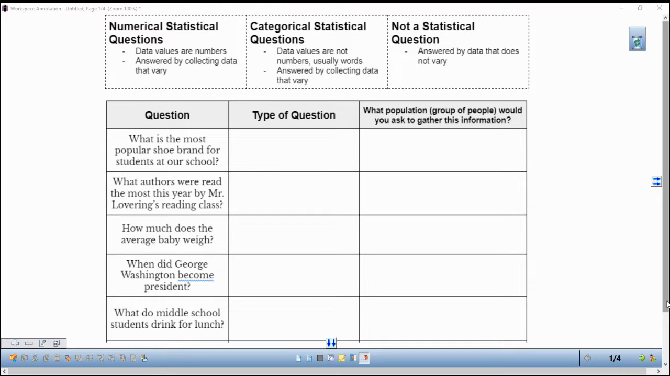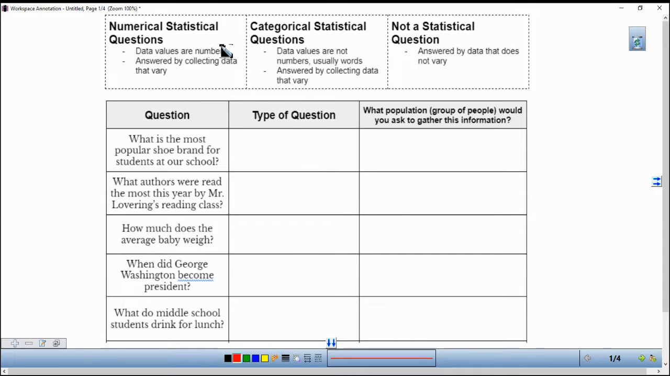Okay, but we're going to start out with the first step, and that's thinking about what's called a statistical question. So we're going to be on page 5 of the new packet. If you don't have the packet, of course, you could print it off of Google Classroom, or you can do the work with me on a separate sheet of paper.